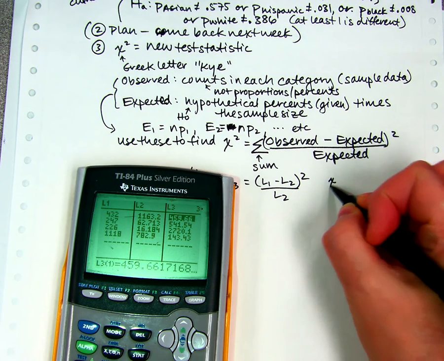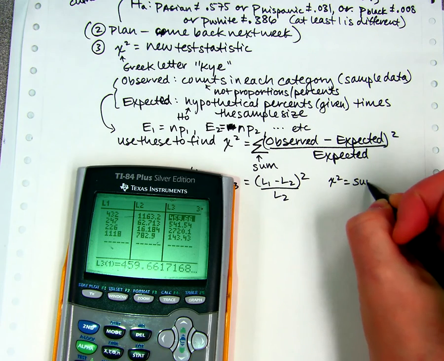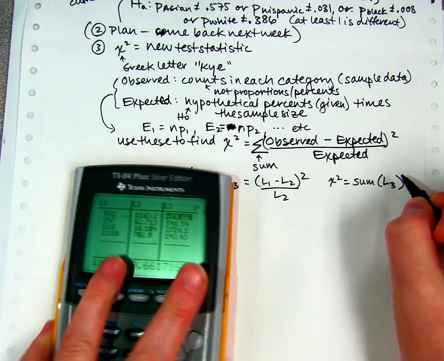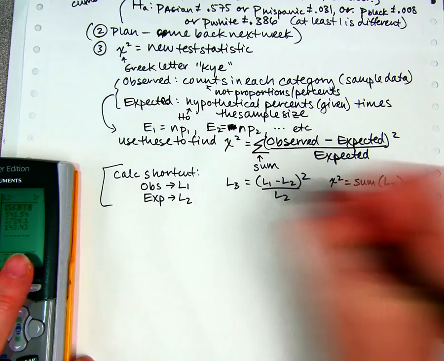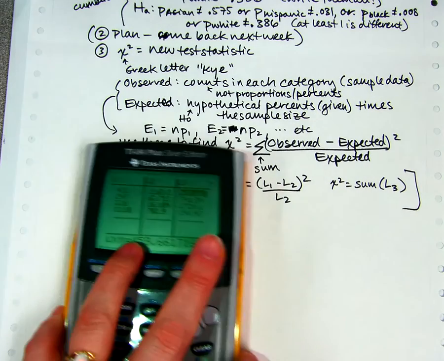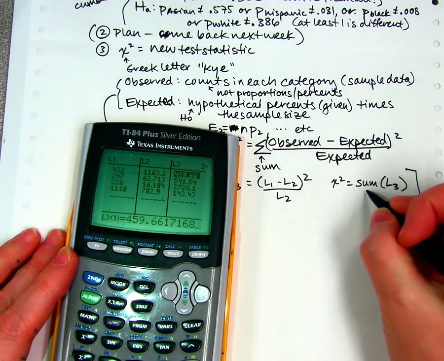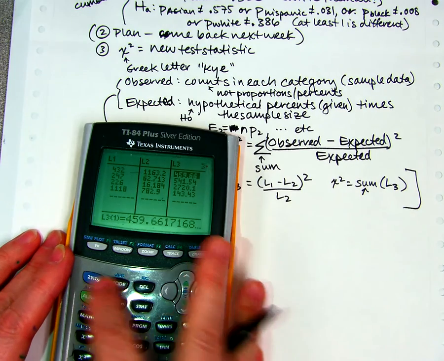So chi-squared is supposed to be the sum of all of that. And what you want is the sum of list 3. So this little shortcut here is much better than what we did in the warm-up. To get the sum of list 3, there's a shortcut for sum that's in second stat.